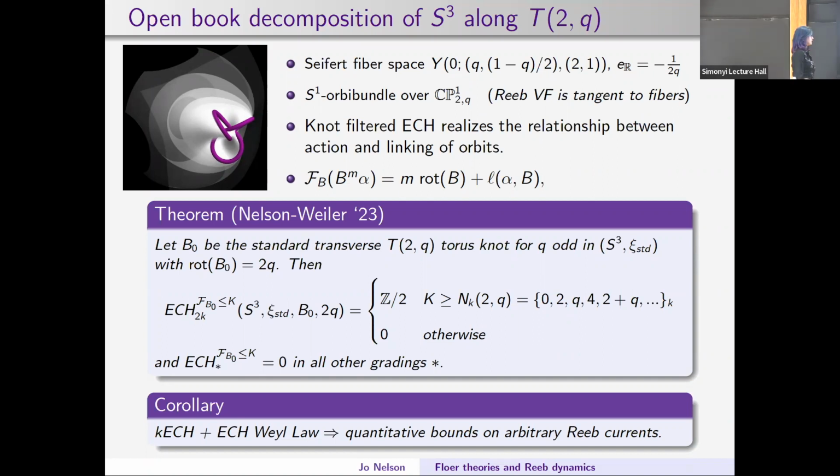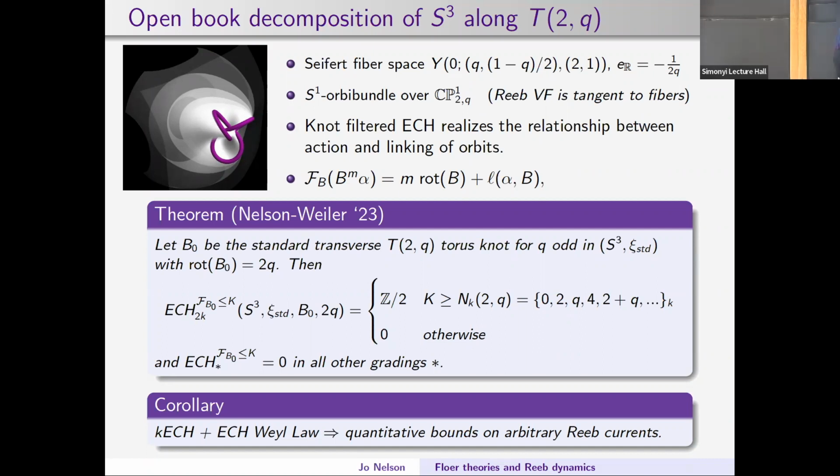And then Morgan and I computed knot filtered ECH, and you basically end up with a Z2, provided that the knot filtration threshold is at least the kth element of these N(2,Q) sequences. And if you've ever seen a talk about symplectic embeddings or ECH, you'll have seen these N_k(2,Q) show up. And so you're just writing down the kth element in a sequence of numbers where you do 2m plus qn, where m and n are non-negative integers.